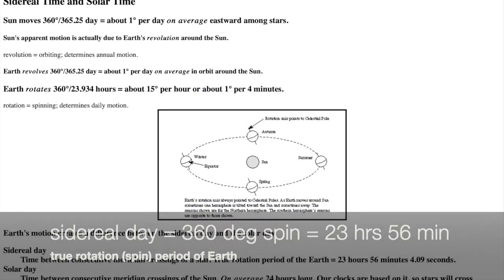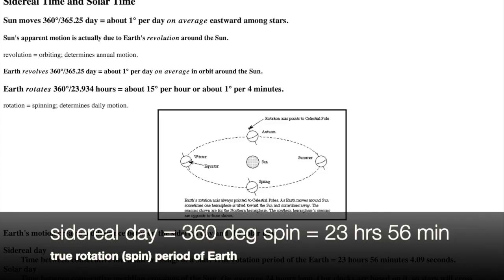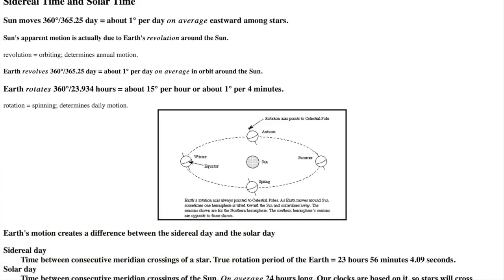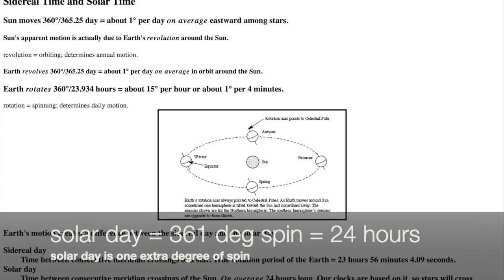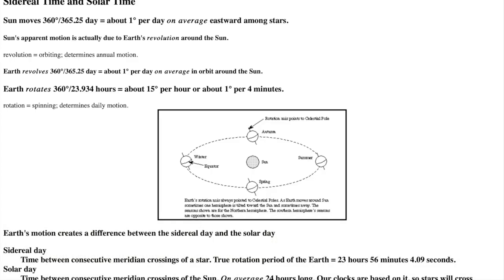The sidereal day measures the true rotation period of the Earth, the time for a full 360-degree spin of the Earth on its axis. The solar day measures the time between successive noon passages of the sun across the meridian, which turns out to be the same for about a 361-degree spin of the Earth, not 360 degrees. Let's figure out where this extra degree of spin comes from.